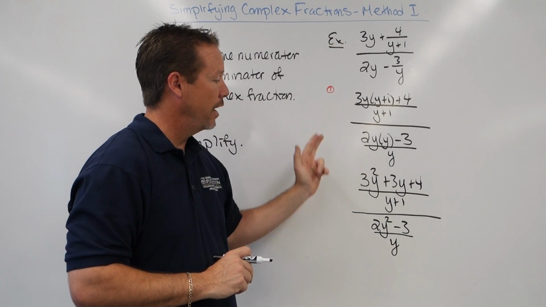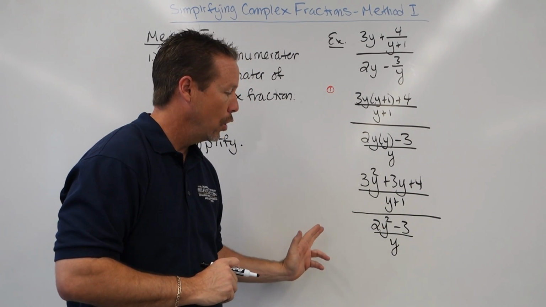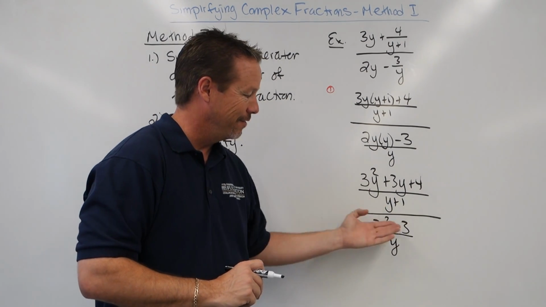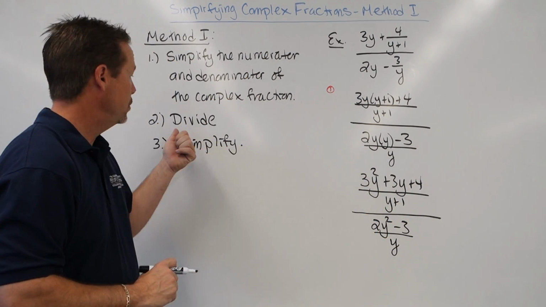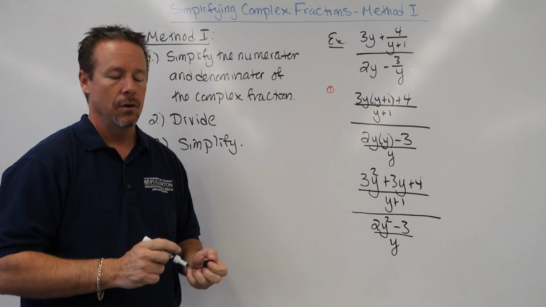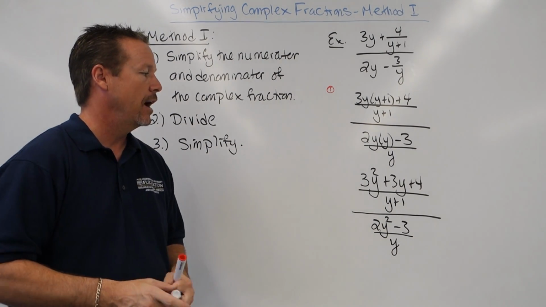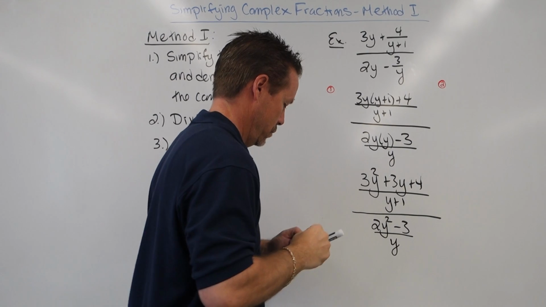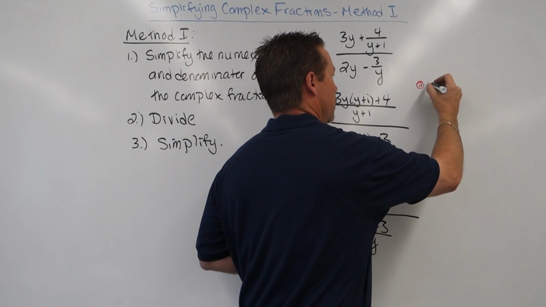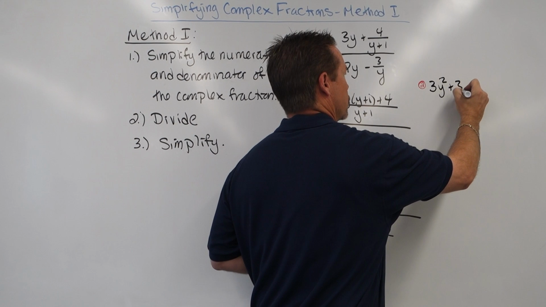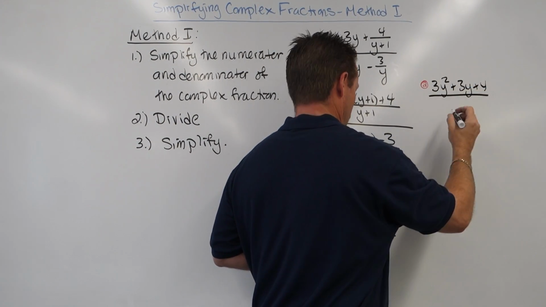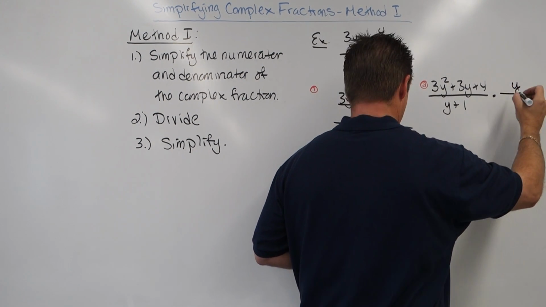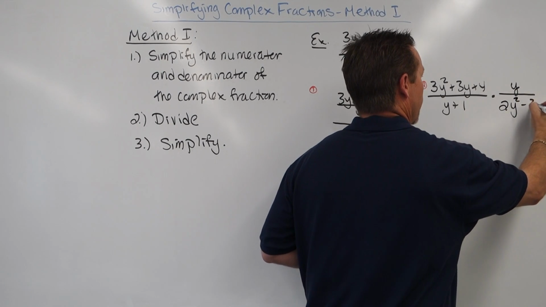We have taken the complex fraction, and we have a single rational expression in the numerator and a single rational expression in the denominator. So in essence what we have is a fraction divided by a fraction. Step 2 says to actually do that division. To divide rational expressions, we multiply by the reciprocal. So step number 2 would be 3y squared plus 3y plus 4 over y plus 1 times the reciprocal, y over 2y squared minus 3.